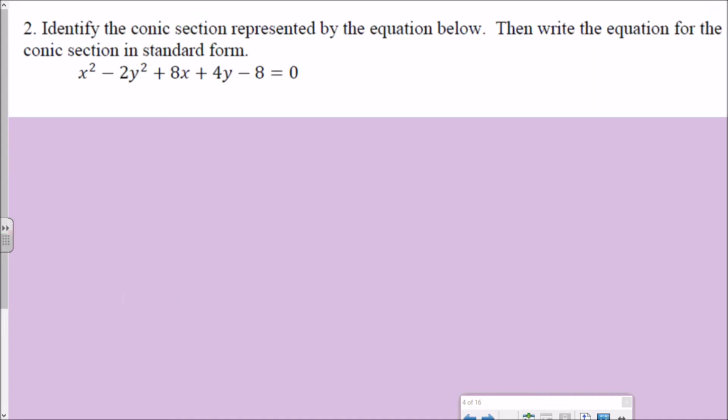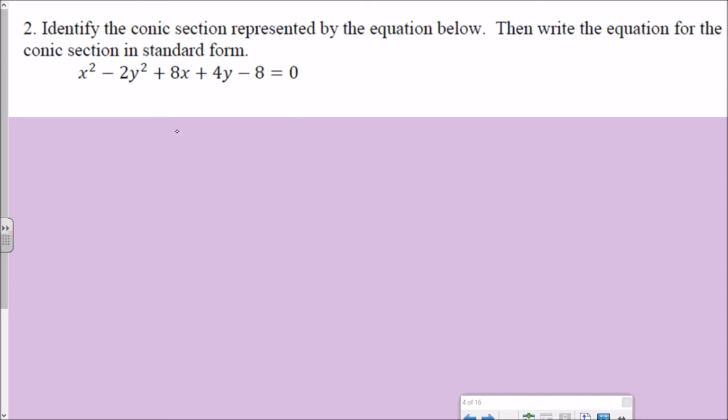All right, this says identify the conic section represented in the equation below. Then write the equation for the conic section in standard form. Remember, in order to write any of these conic sections in standard form, you first have to identify what it is. This is going to be a hyperbola. How do we know? Because the x squared and the y squared have opposite signs. So it's definitely going to be a hyperbola. And then we're just going to treat it like we treat a circle or an ellipse or a hyperbola from the beginning because they all have the same steps.